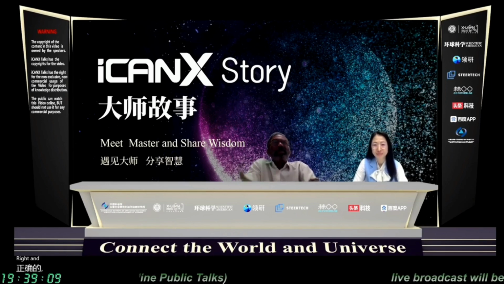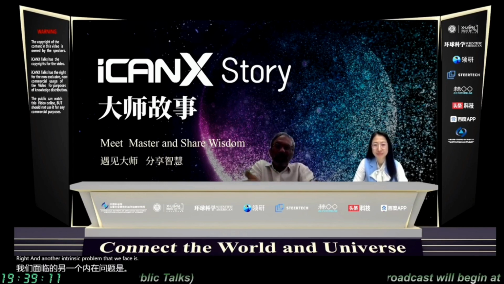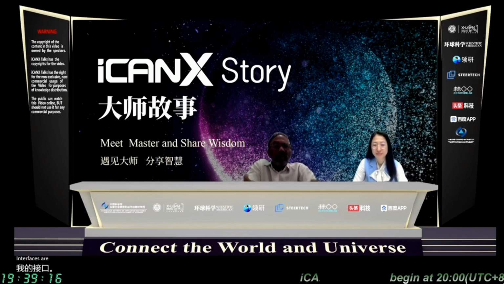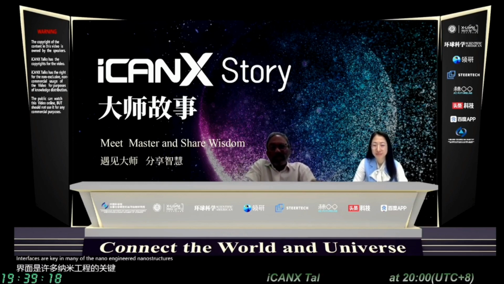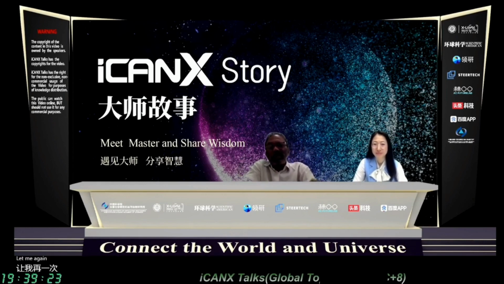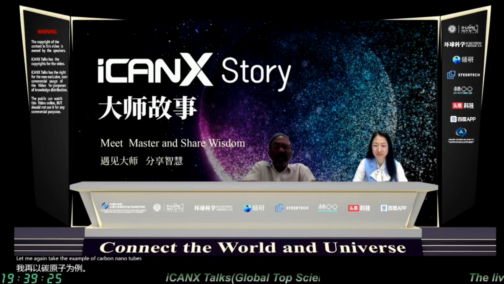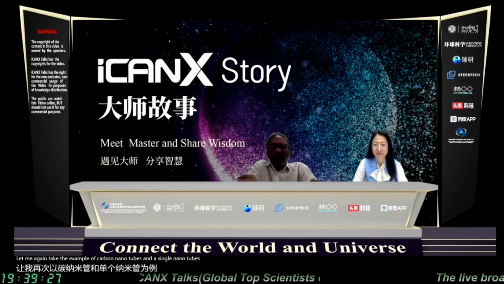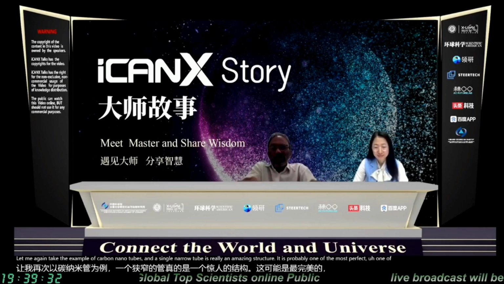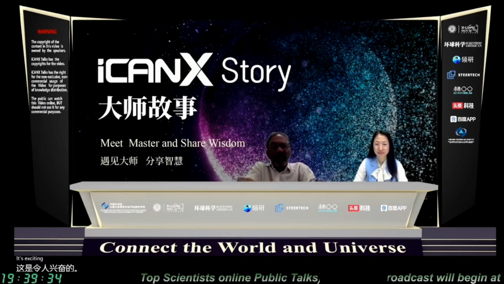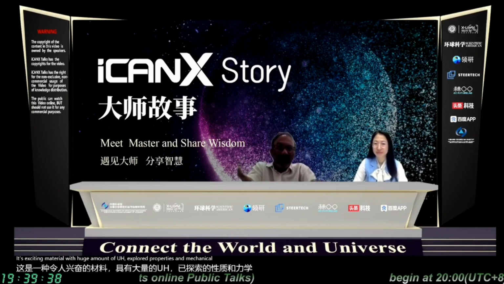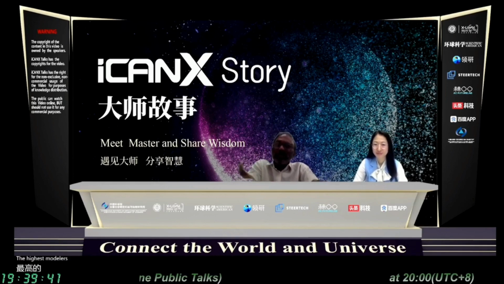Another intrinsic problem that we face is when we start to build interfaces. Interfaces are key in many nano-engineered, nanostructured materials, and it's very, very difficult to control interfaces. Let me again take the example of carbon nanotubes. A single nanotube is really an amazing structure. It is probably one of the most perfect, most exciting materials with a huge amount of explored properties. Mechanical properties are amazing, the highest modulus, all kinds of things.